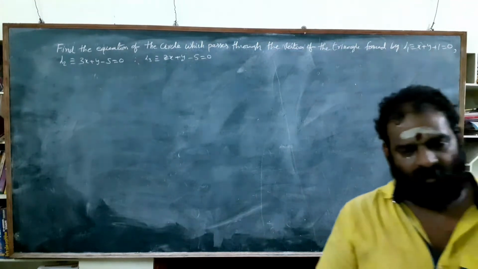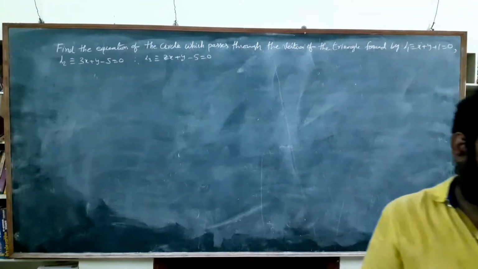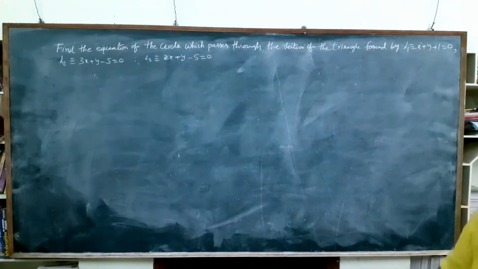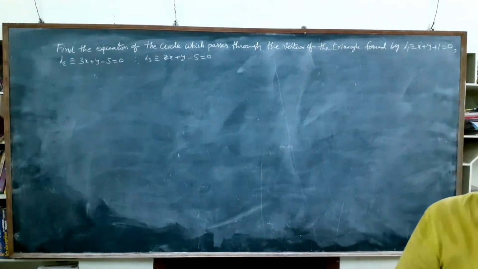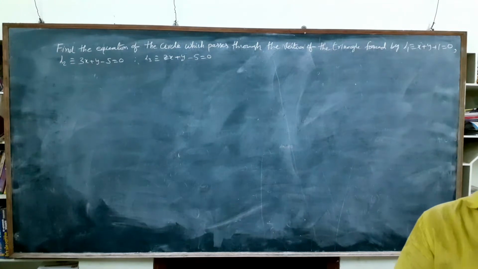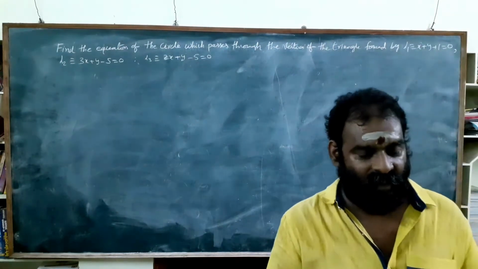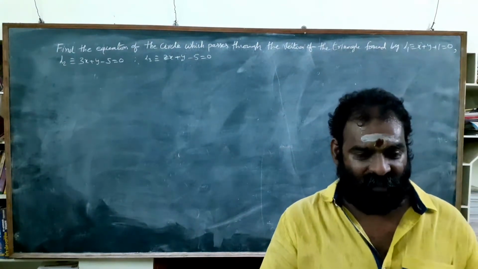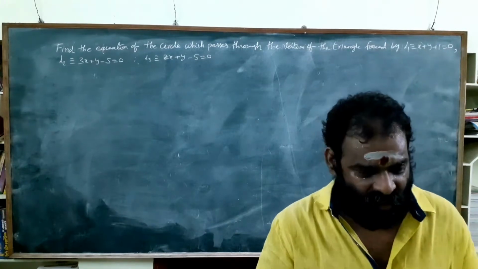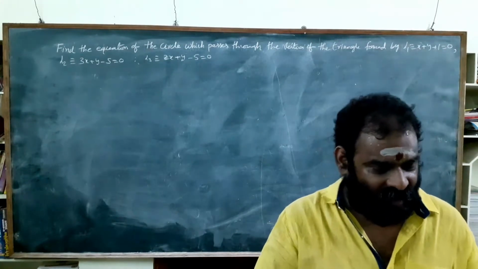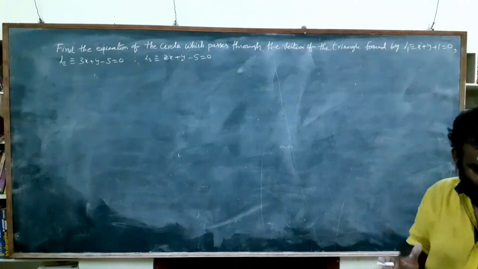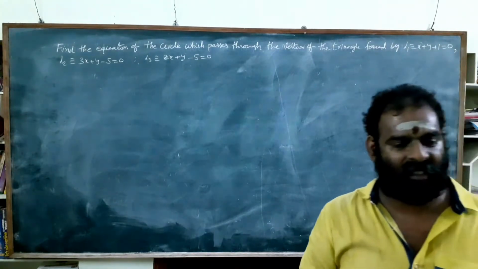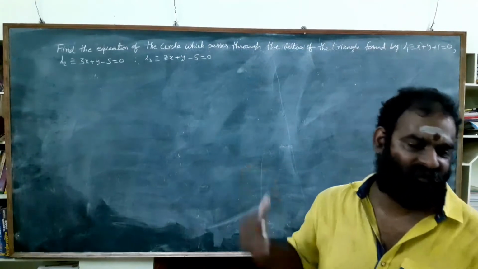Here, my dear students, you have to clearly observe. We have to find out the equation of a circle. So we are going to find out the equation of a circle. Then, which type of circle are we going to find out? Our circle passing through the vertices of a triangle formed by the given lines.